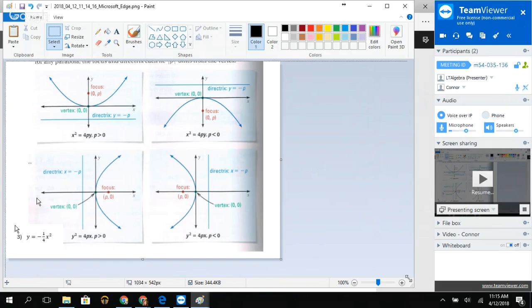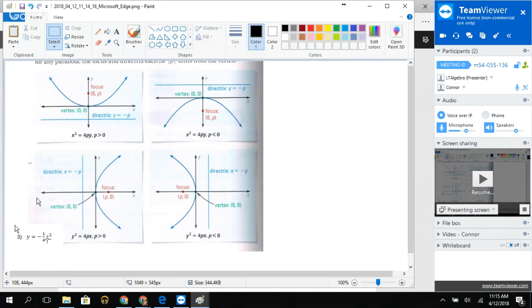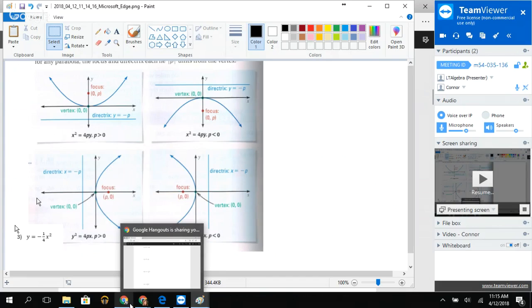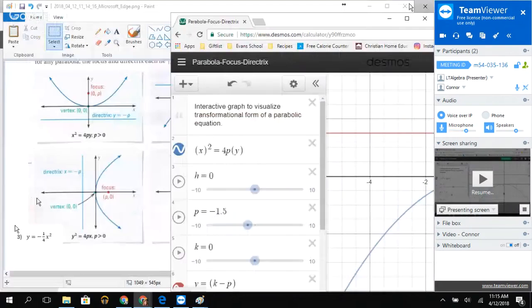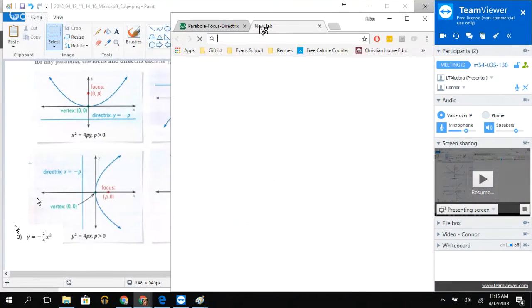All right, so it's kind of all over the place, but I wanted to have my notes here and my problem. I have y equals -1/4 x squared. What are we trying to do with these problems? We're trying to graph the equation and identify the focus, directrix, and axis of symmetry of the parabola. So the first thing I'm going to do is graph my equation.